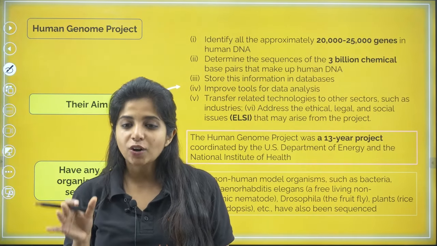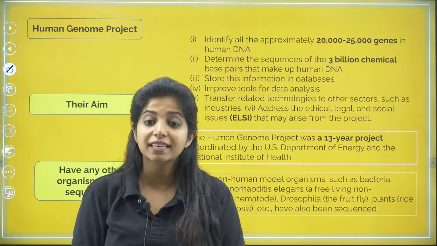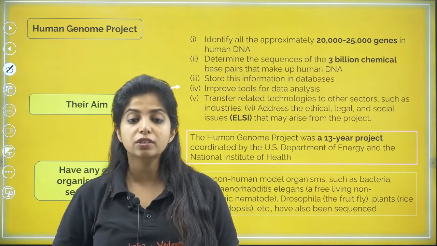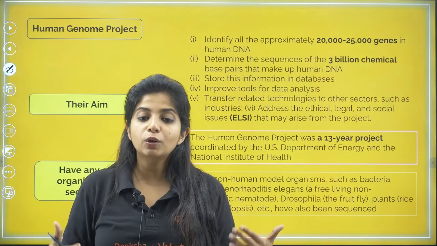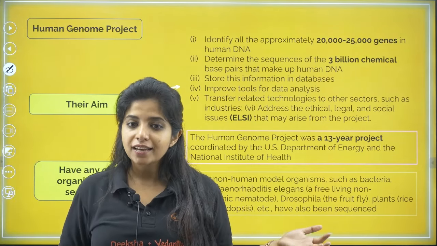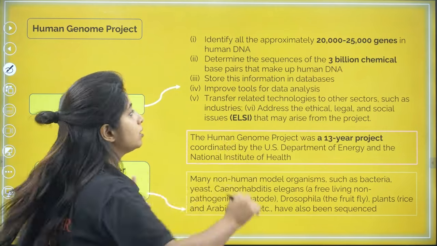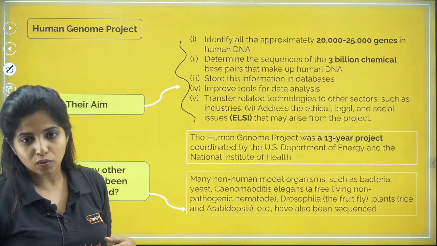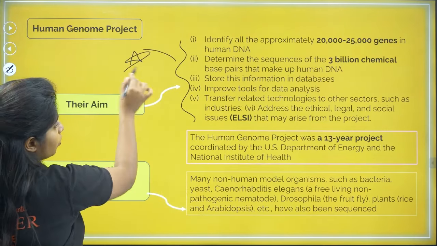These were the aim. And also the last one is to address the ethical, legal and social issues arising from all this thing. You cannot randomly go and kill some organism and find their things. So you have to address all these things. So these were the certain aims of the Human Genome Project which you need to remember.